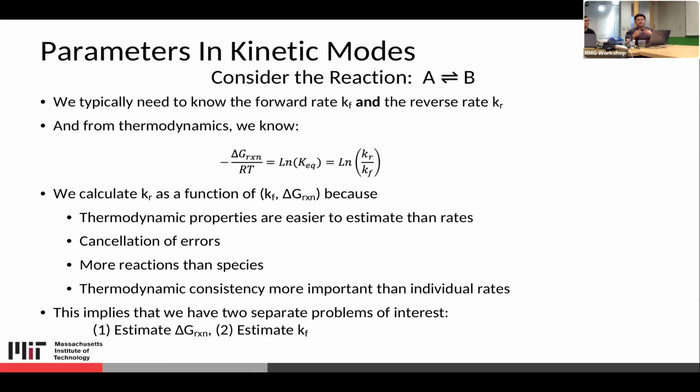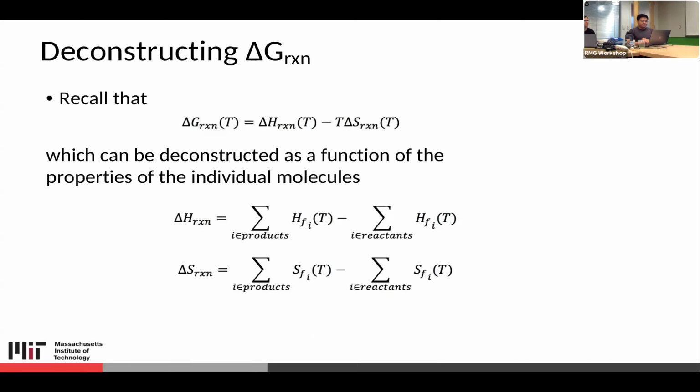So this implies that for most applications, we're going to care about two problems. One is estimating the delta G of reaction, and two is estimating the rate coefficients for the forward reactions. Just to deconstruct this further, the delta G of reaction can be deconstructed to the enthalpy of reaction and the entropy of reaction, which can further be deconstructed as the individual enthalpies and entropies of the products and reactants.